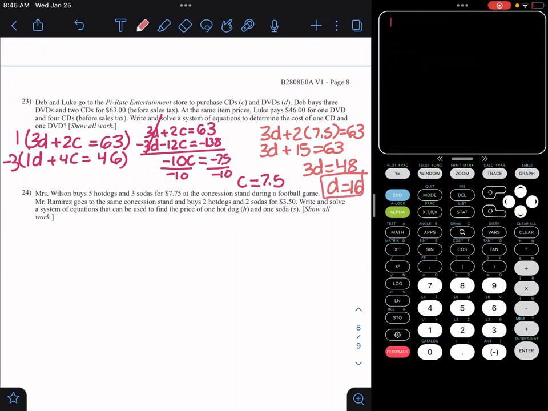And using the second equation, I'm just going to make sure this is correct. If I purchase one DVD at $16 plus 4 CDs at 7.5, my overall price would be $46. Good job.